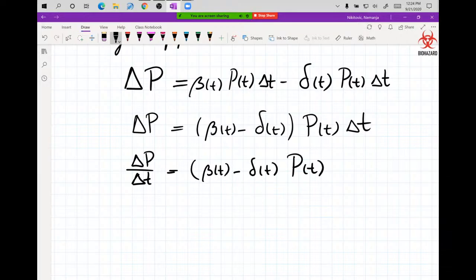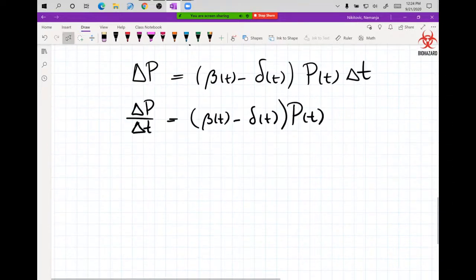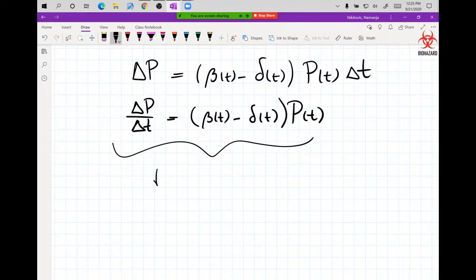dp/dt is equal to beta t minus delta t, times p of t. So you now have the equation which shows the change of population in time on the left, and that's exactly what we wanted, right? We want to study the change, so we have a differential equation. If I can solve it, I get a new equation for population, which should be way better than the one we had before.